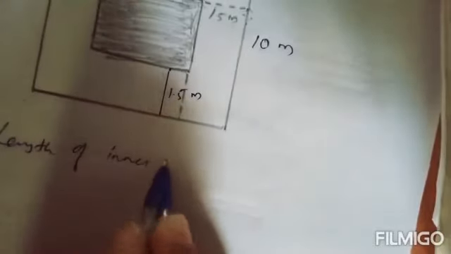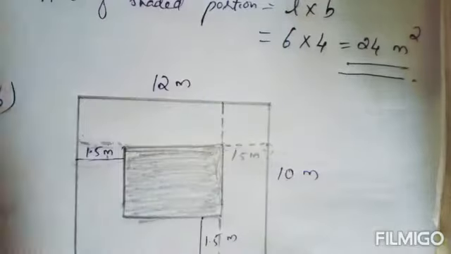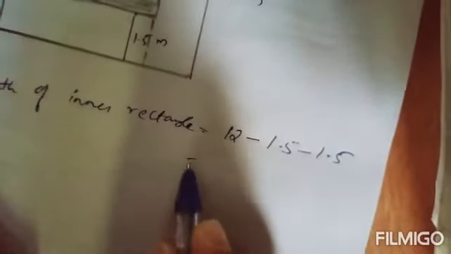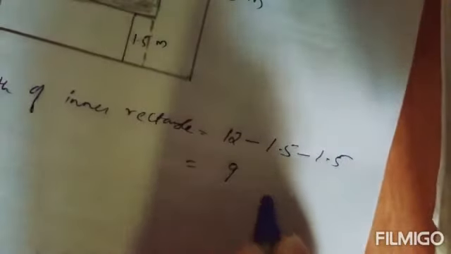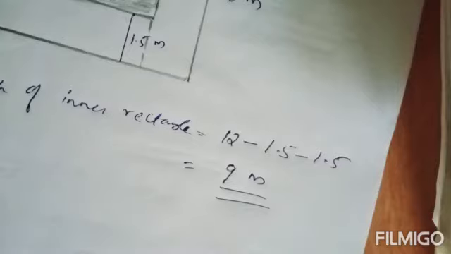Okay, so the length of the inner rectangle is equal to 12 minus 1.5 minus 1.5. Okay, 12 minus this 1.5 minus this 1.5. So 12 minus 1.5 minus 1.5, you will get 9 meter. Okay, 9 meter you will get.